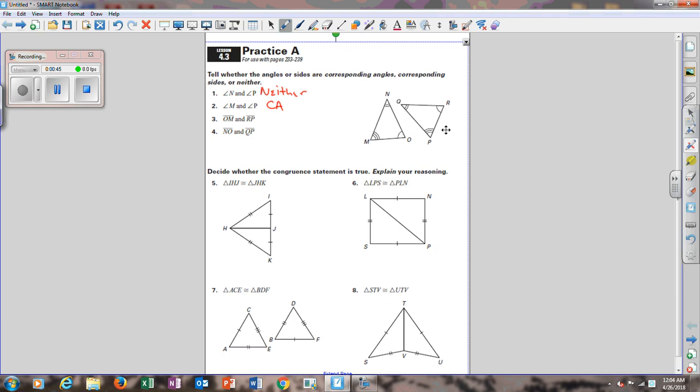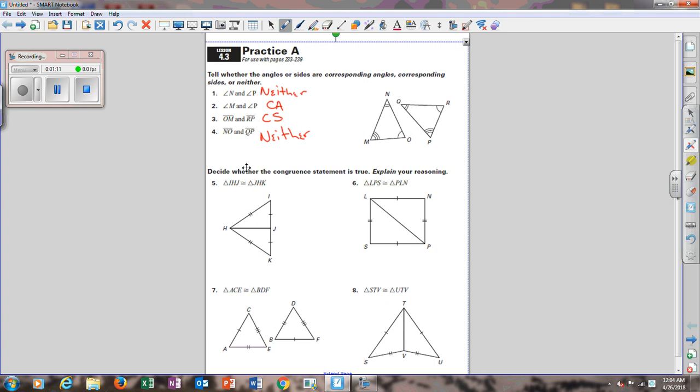OM and RP. See, OM goes from the one that's got 1 swoop to 3 swoops. RP is 1 swoop to 3 swoops. So that would be corresponding sides. And NO and QP, 2 swoops to 1 swoop, 2 swoops to 3 swoops. No bueno. So that's neither.